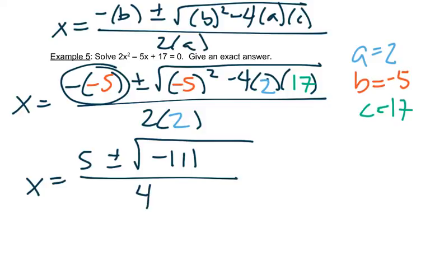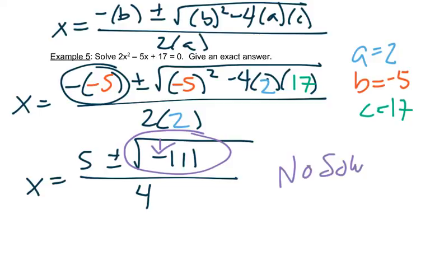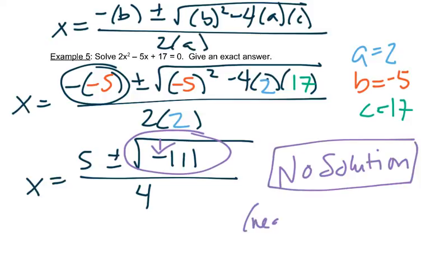Now our next step would be to take the square root of negative 111, and if you do that, you'll probably get an error message back, or you'll get something with an i maybe. But the problem is that we can't have a negative underneath the square root. Anytime that happens, there's no solution. And again, just to remind yourself, write it down. If you have a negative underneath the square root, there's no solution.